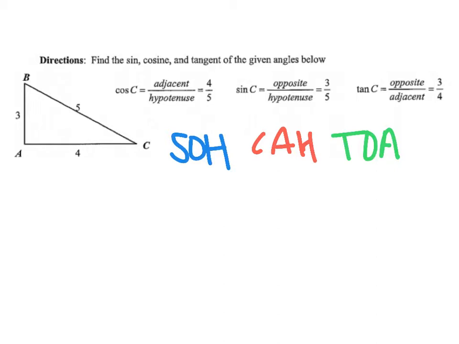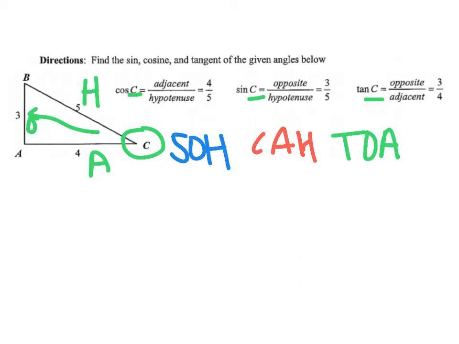Okay, so in this particular example, for angle C, which is what they're all using, opposite angle C would be 3. That would be the opposite side. Adjacent would be 4, right next to it, and the hypotenuse, which is across from the right angle, would be 5. So just using SOHCAHTOA, they figured out what the fractions were.